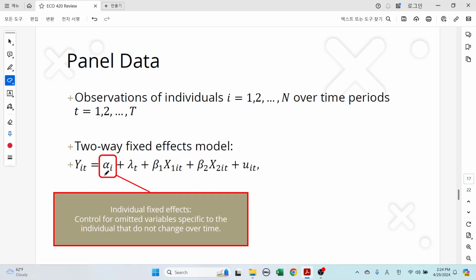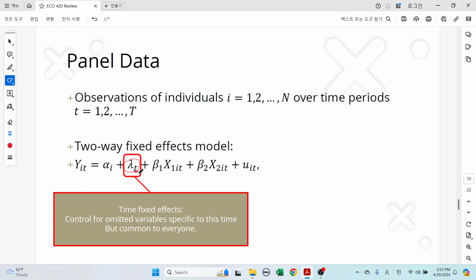The main point of interpretation here is alpha i, which depends only on i. T does not appear here. So this is specific to the individual, but does not change over time, does not depend on t. So over time it is fixed, but different across people. It includes anything. You can put anything into alpha i as long as the omitted variable does not change over time. Similarly, lambda t depends only on t. i does not appear here. That means this is the time fixed effect.